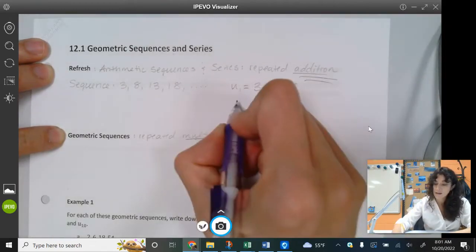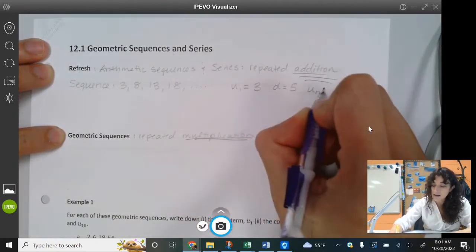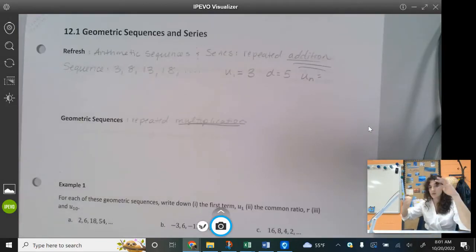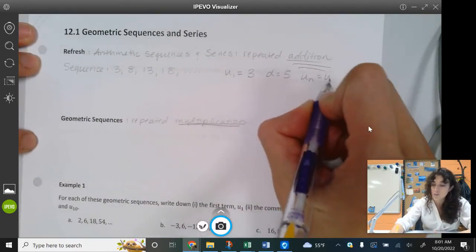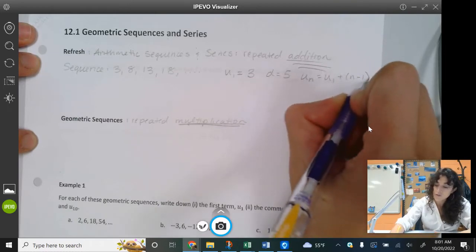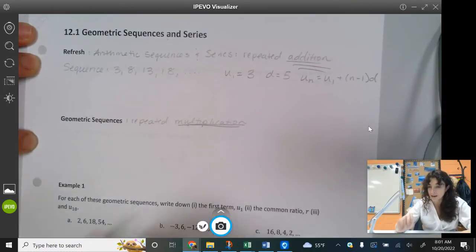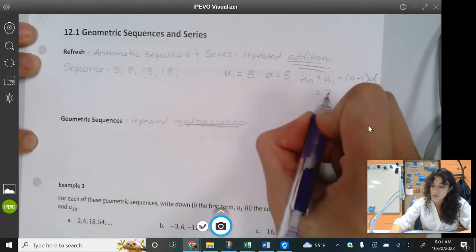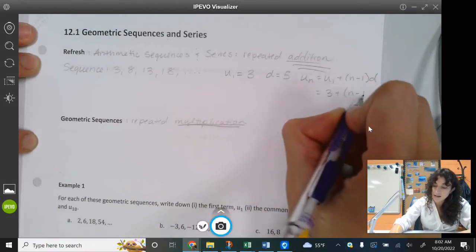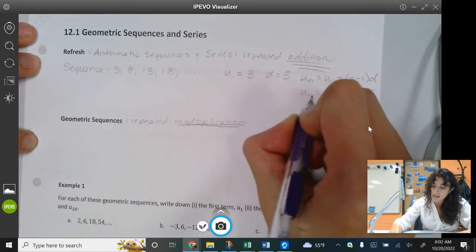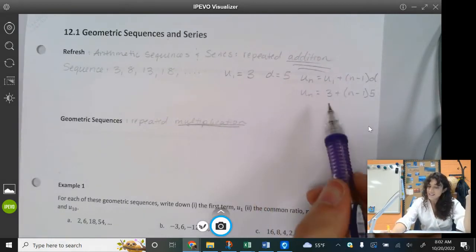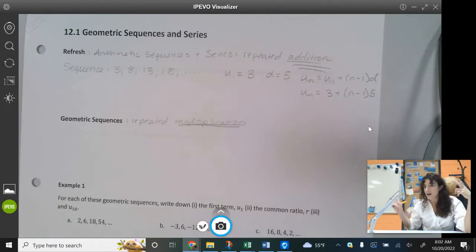And then you would have an expression, or a formula, that encompassed all of those terms, so that you could find, like, the 30th term in the sequence. And that is U sub 1 plus n minus 1 times D in your formula packet. So in this case, it would be 3 plus n minus 1 times 5. N is kind of like our x, right? And U sub n is kind of like f of x, or our y value. So that's that relationship that we established there.